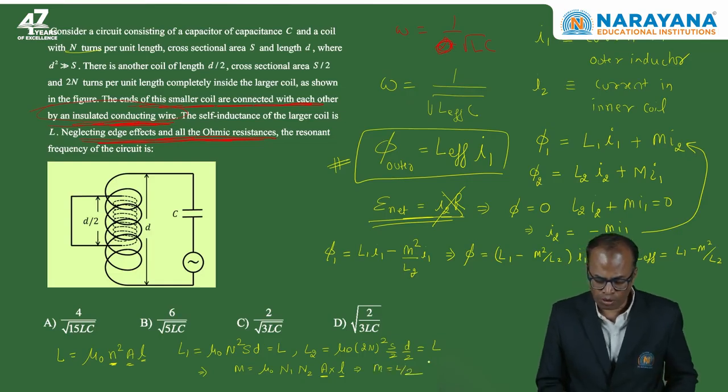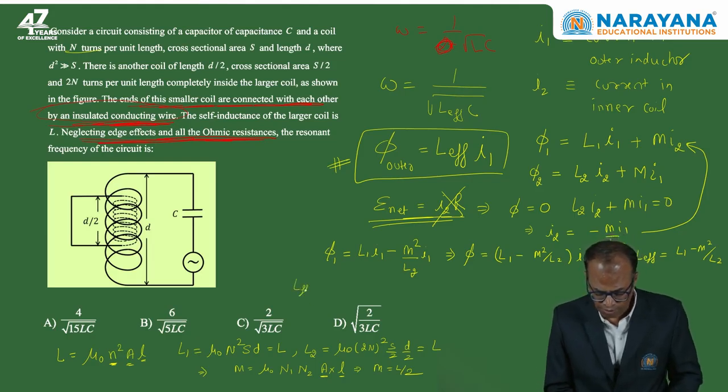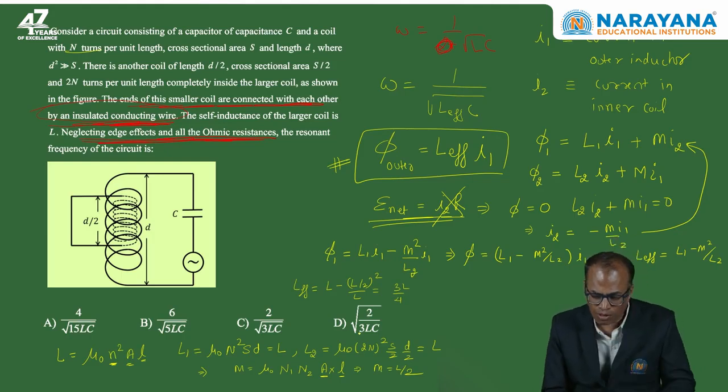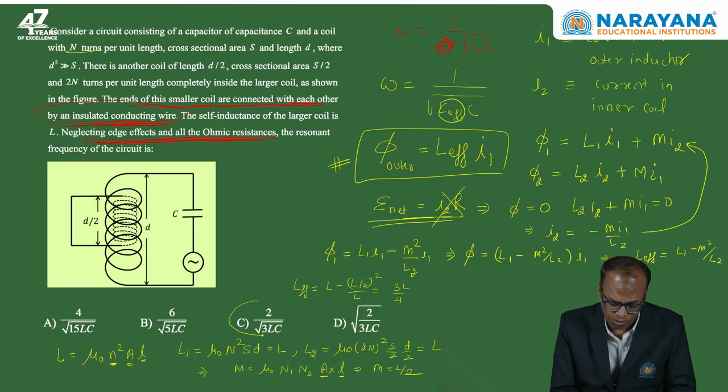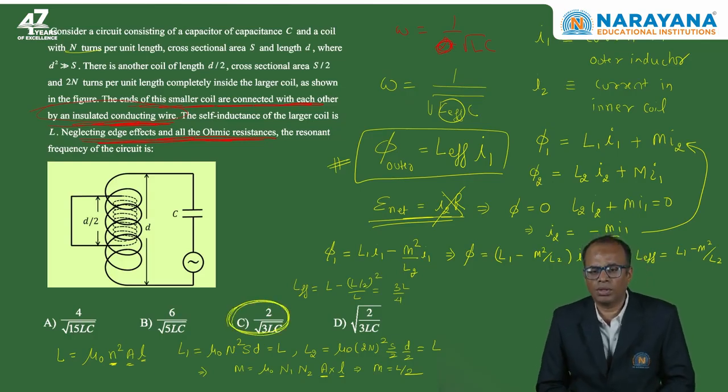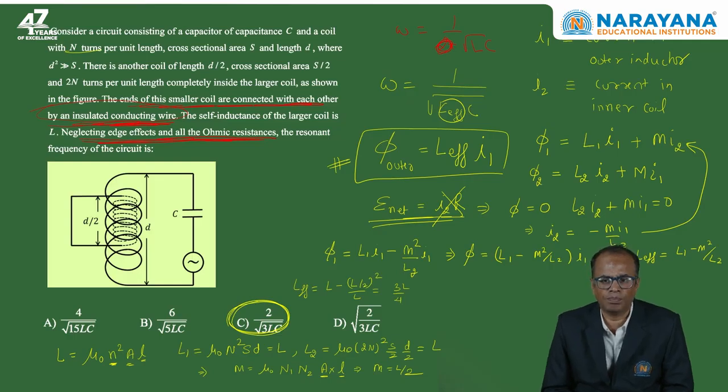So if I plug in all these values, I can find L effective. So L effective will come out to be L minus L by 2 whole square by L, that is L minus L by 4, 3L by 4. So I have to plug in the value 3L by 4 in this formula, L effective. If I put 3L by 4, I should get C as my answer. So the correct answer to this question is option C.